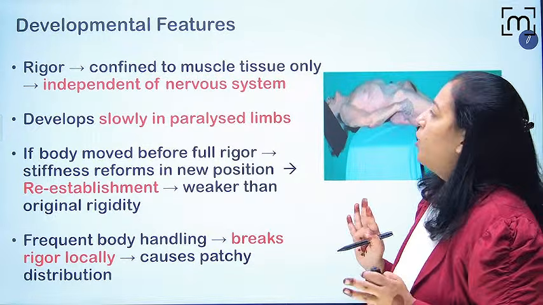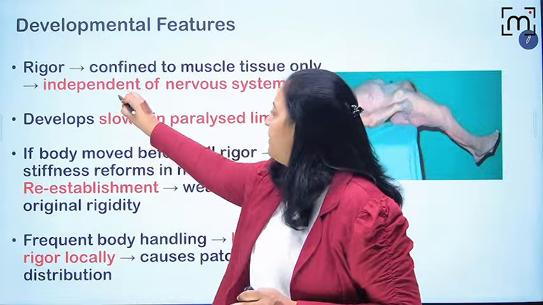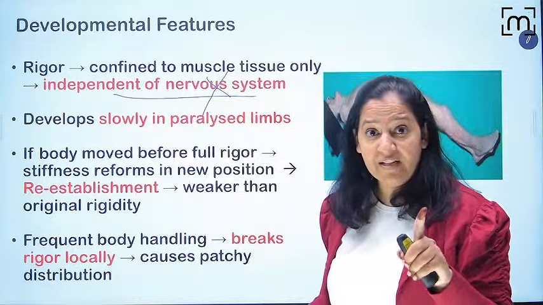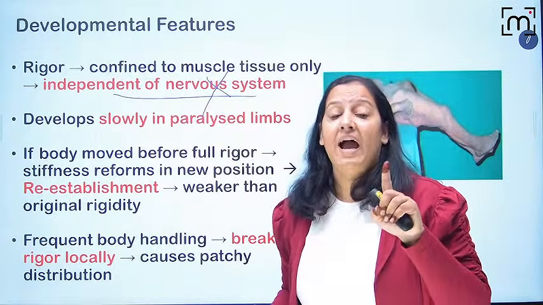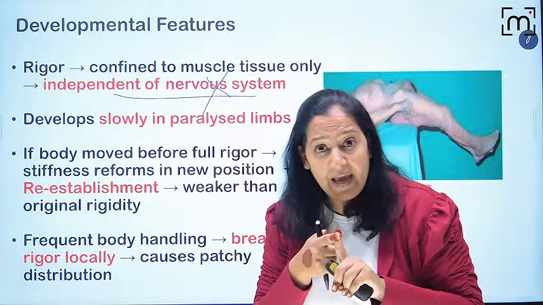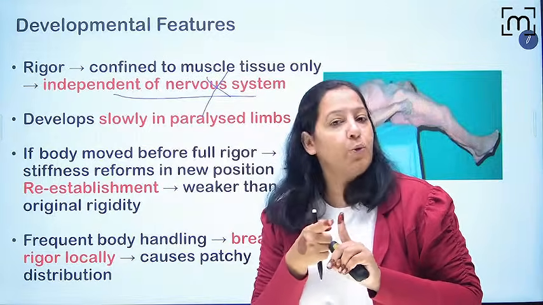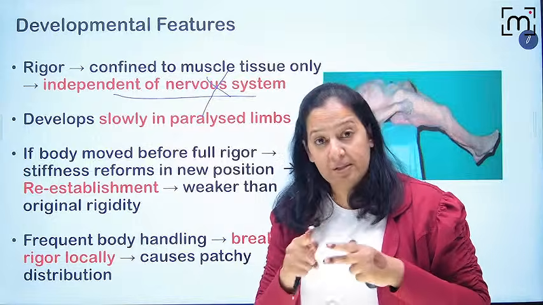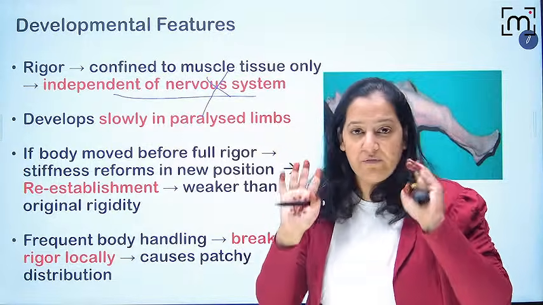Okay. Now, what are the developmental features? It is independent of the nervous system. It is due to chemical changes, that is depletion of ATP and increased calcium concentration. Two chemical changes are there. There is no ATP and abundant calcium, which is causing rigor mortis. So there is no involvement of the nervous system.